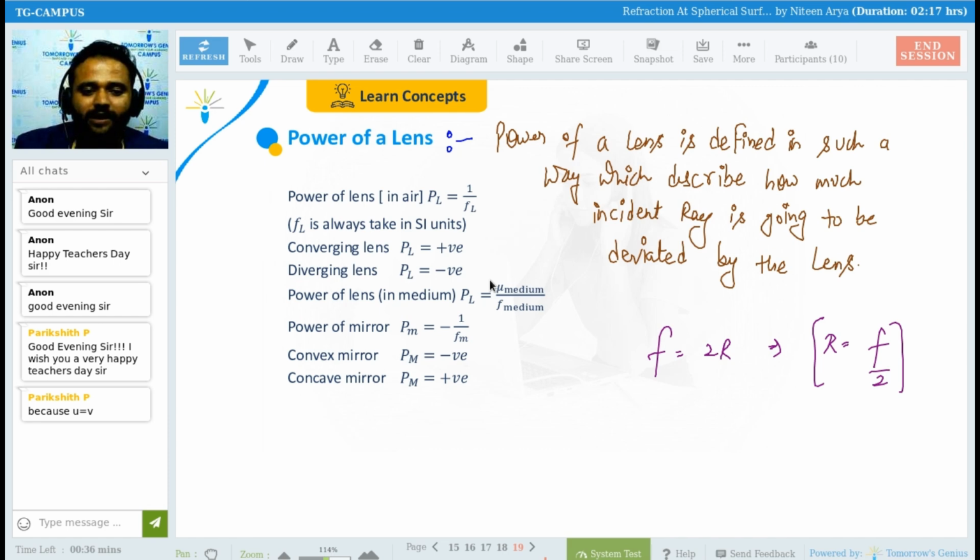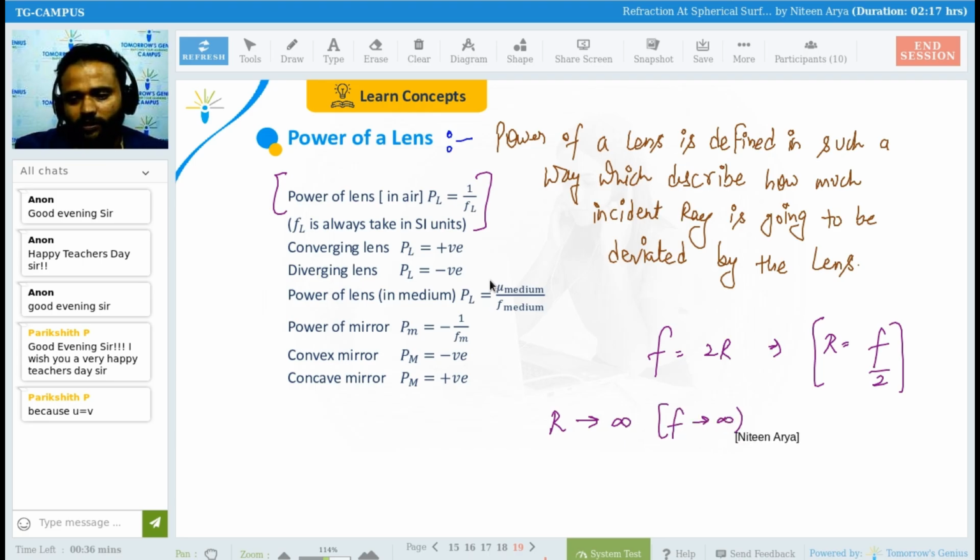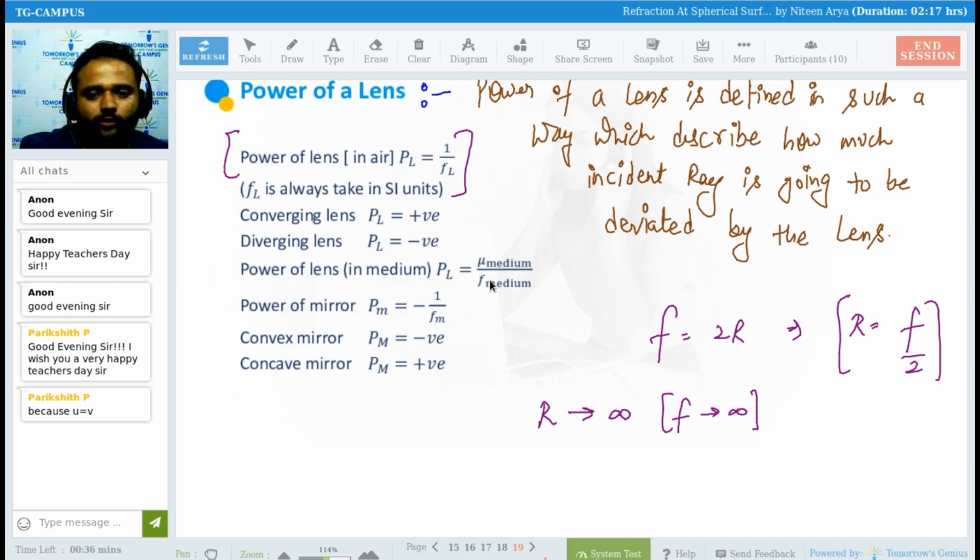So the lesser the focal length, the more curve you have, the more deviation you get. Clear? That is why, in this sense, we directly say that power of a lens in air, PL, is inversely proportional to focal length. Why so? Because the moment R goes to infinity, or focal length goes to infinity, that spherical surface is converted into a plane surface, and we know this for a plane surface using this relation.